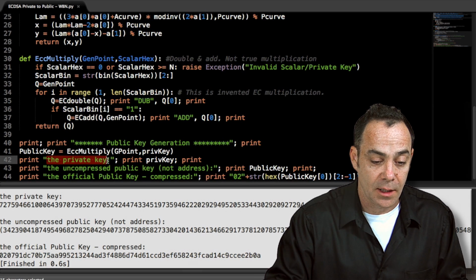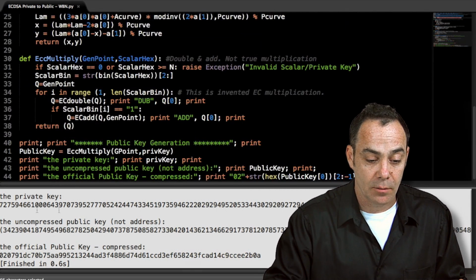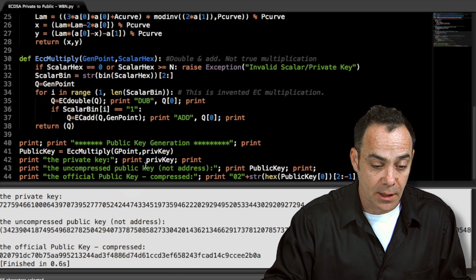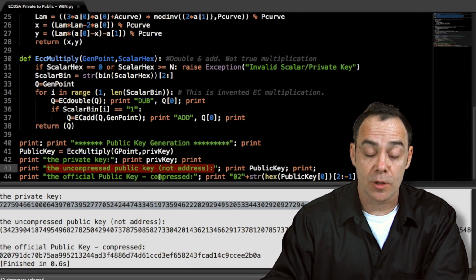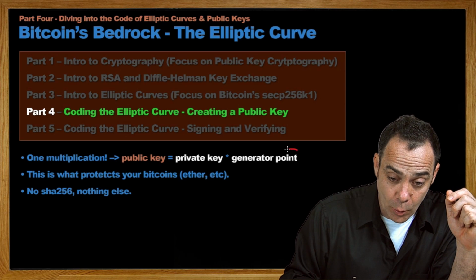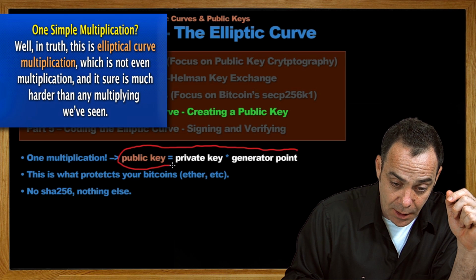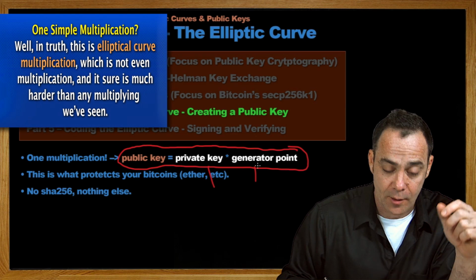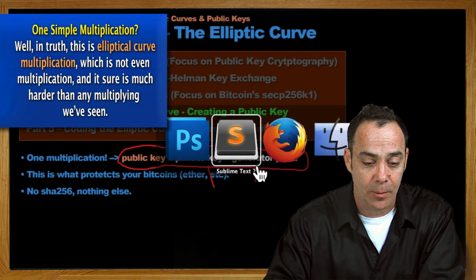Okay, so the private key, which is the one that we had at the very top right here, is just typed out into a decimal form. So Python, the default value is base 10. So the private key is this number right here. And then the result, your uncompressed public key, which is just the result of this simple, singular multiplication. Okay, your public key is just your private key times the generator point. Okay, very important to understand that we're just doing one multiplication to generate a public key.